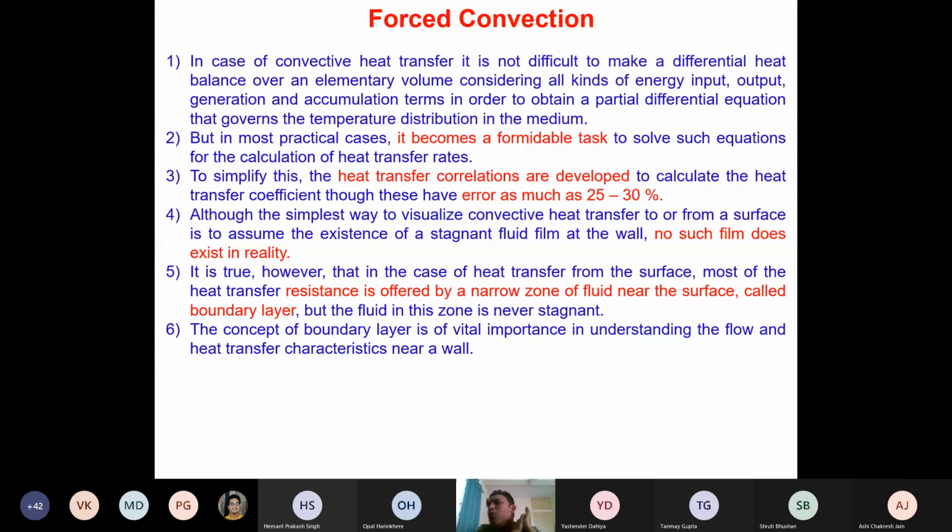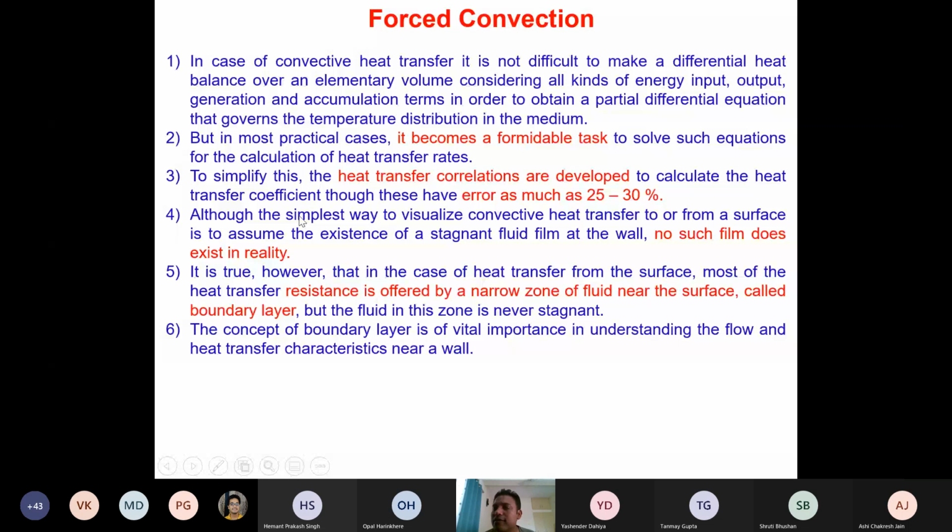So how are people doing it? Since it is challenging to solve the partial differential equation, that doesn't mean people have stopped analyzing heat transfer in process applications, isn't it? They have done something. So what have people done so far? Instead of solving the differential equations, they have used correlations in order to calculate the heat transfer coefficient, isn't it?